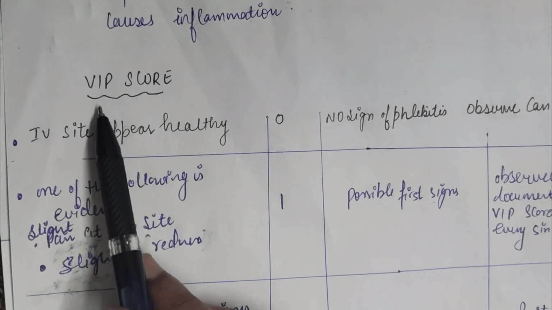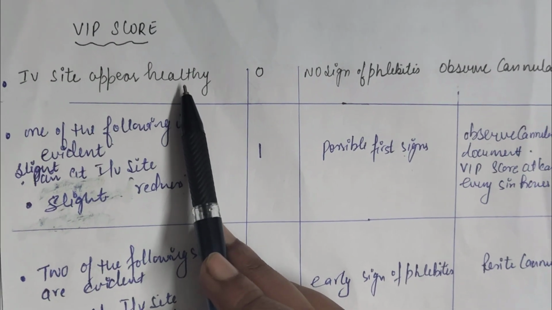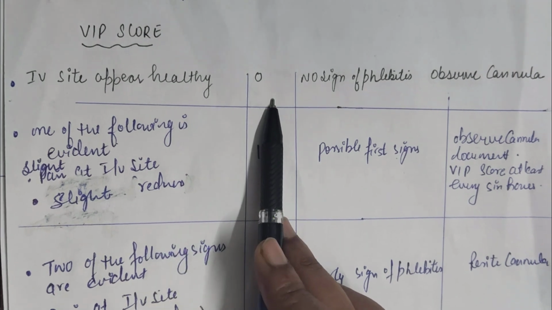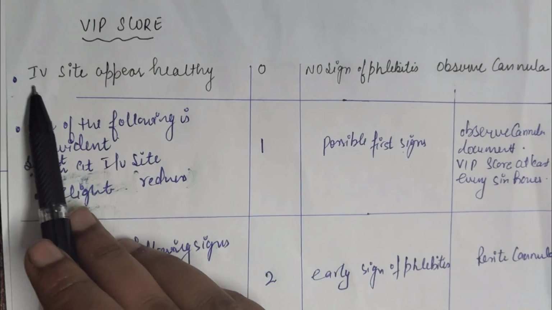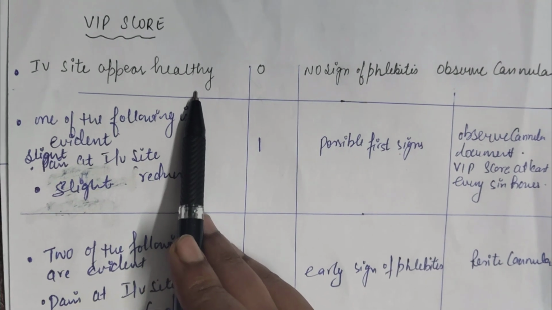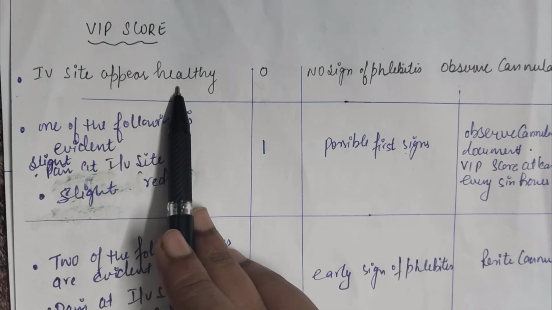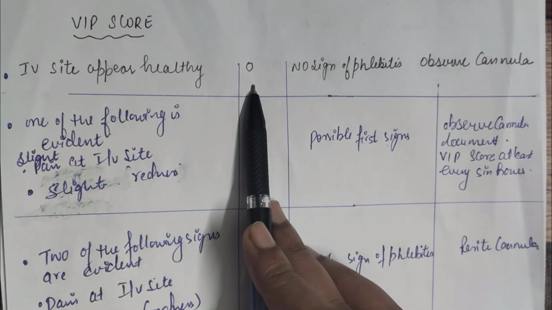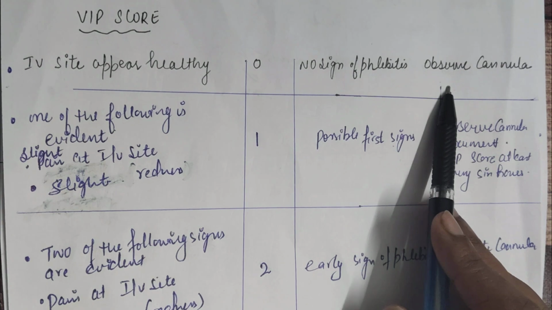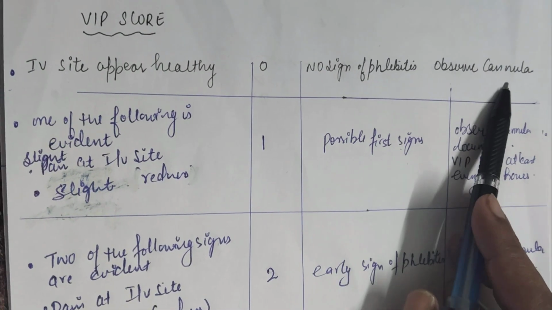Okay, so now I will tell you about the VIP score, how we can grade it from 0 to 5. The first one is 0, when the IV line is fully healthy, like the IV site appears healthy, there is no pain, no inflammation, no redness, so that is called a healthy IV line. So we can give a 0 score for that. There is no sign of phlebitis, and in this case we only observe the cannula.